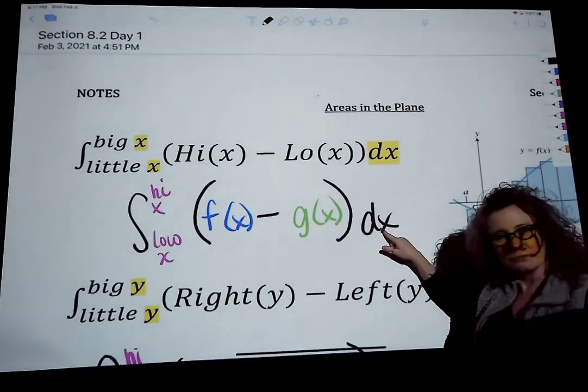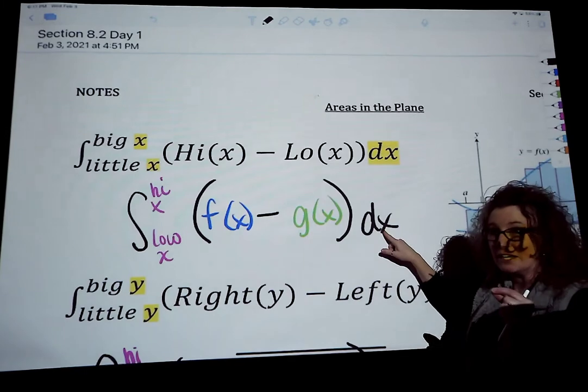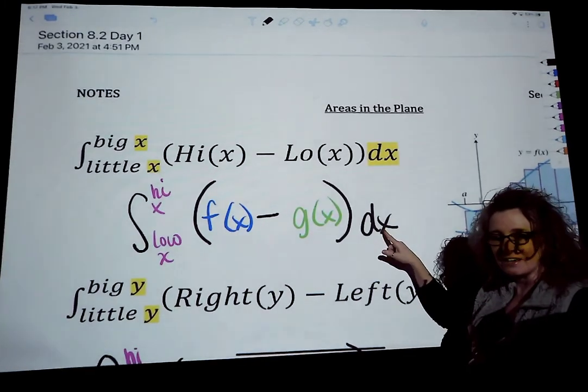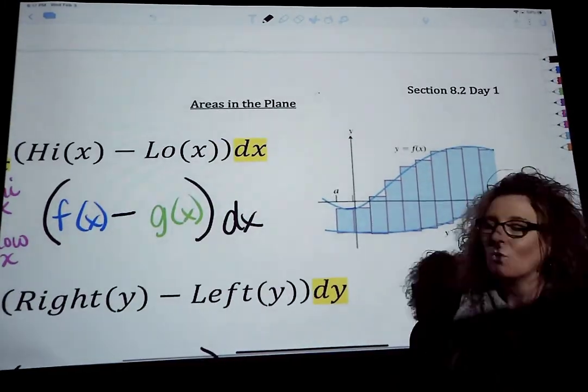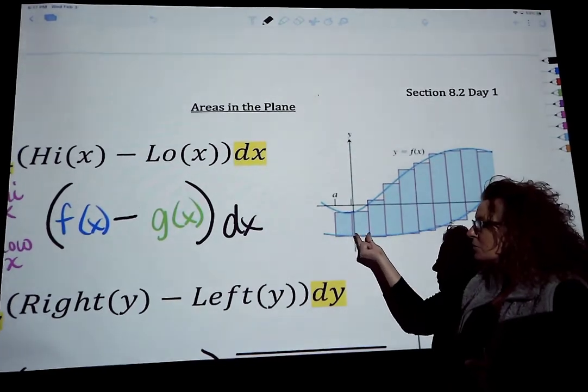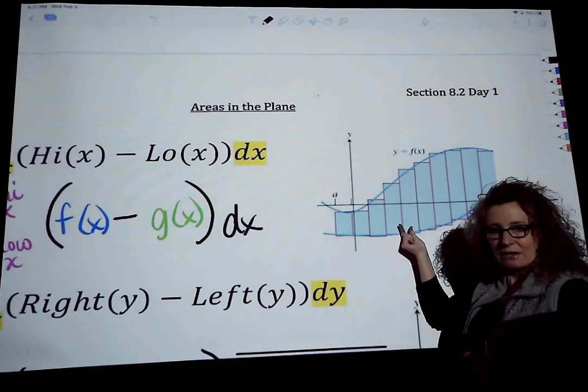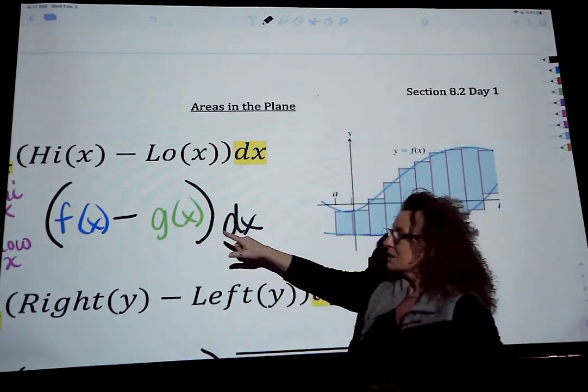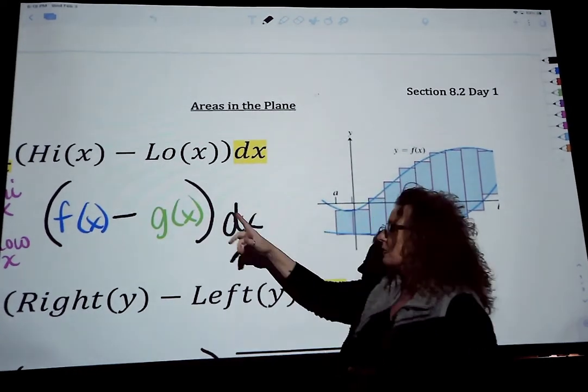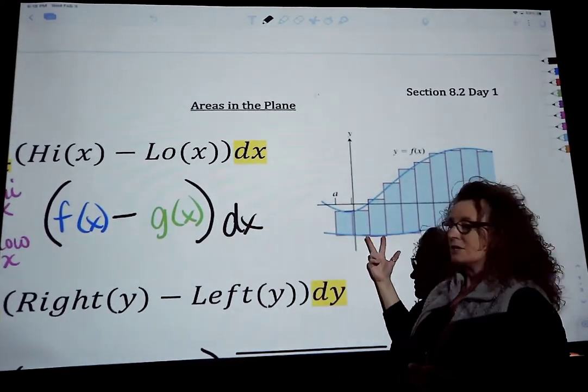What does this really represent? This really, if you remember, represents delta x, or the width of each rectangle. These get you the height of each rectangle. This gets you the width of each rectangle.